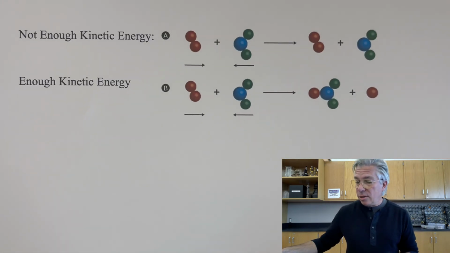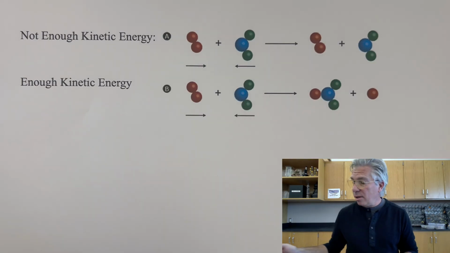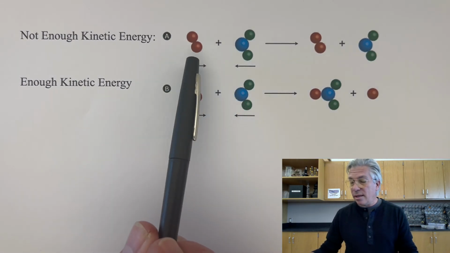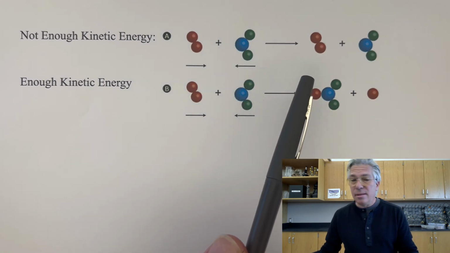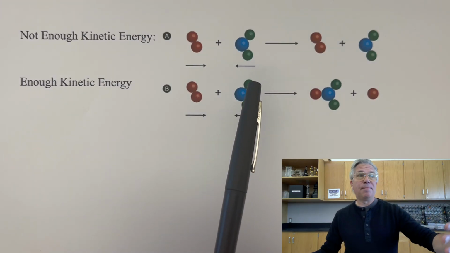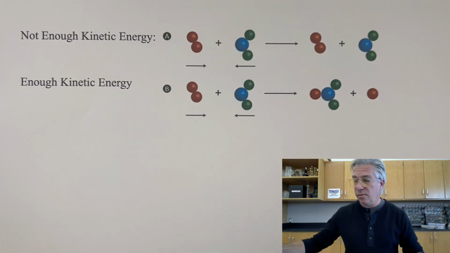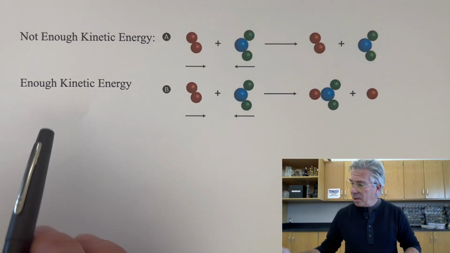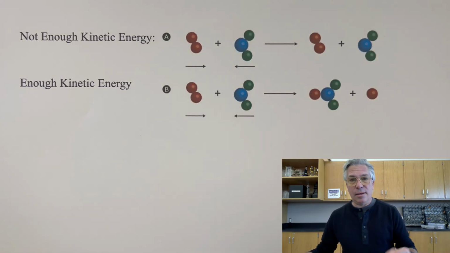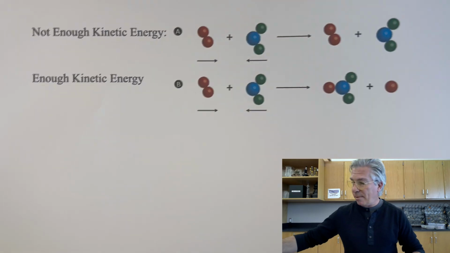Also, molecular speed plays a part because if you have something with not enough kinetic energy, they might collide, but they won't do anything because they don't have the activation energy, the energy requirement to get over the hill. We'll see an example of that in a second. But if they have enough kinetic energy, they slam into each other and that transfer might actually happen. So we've got to imagine those collisions.